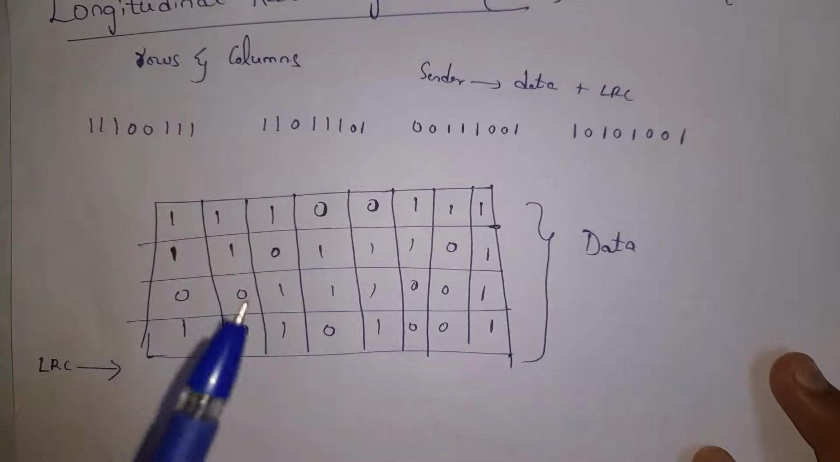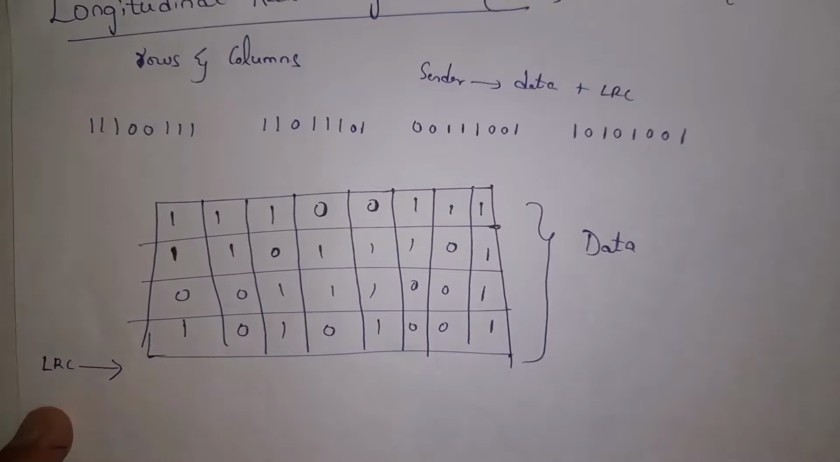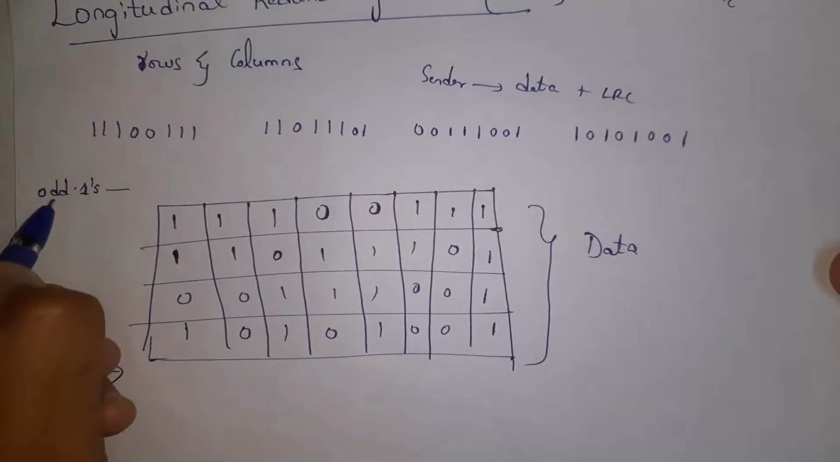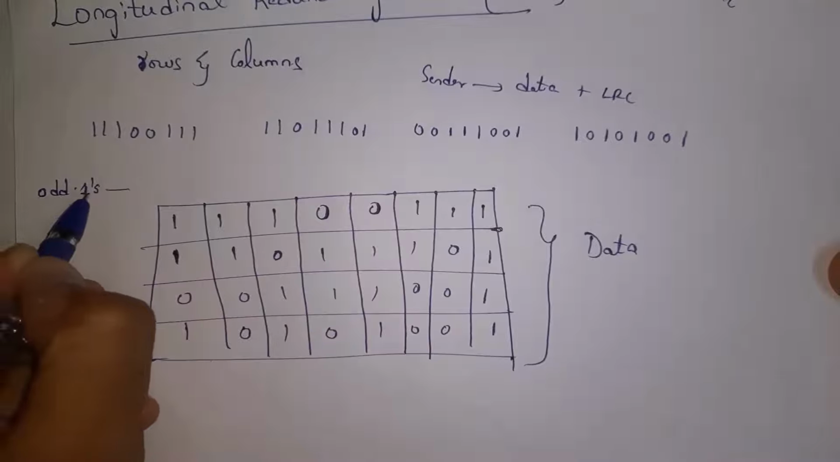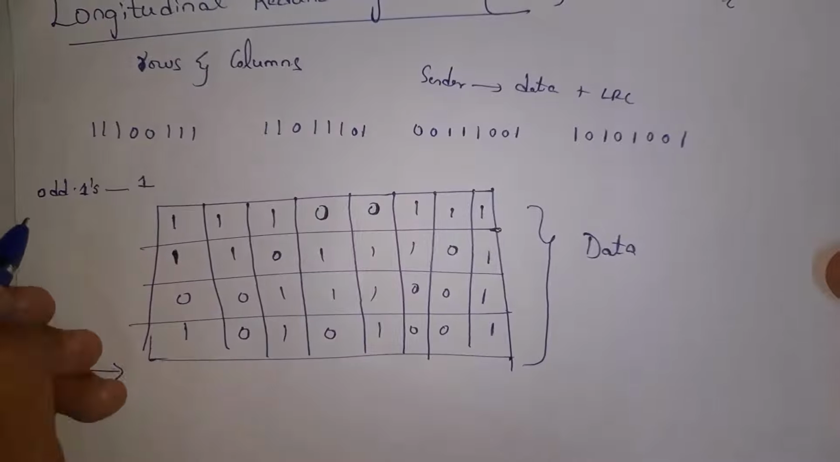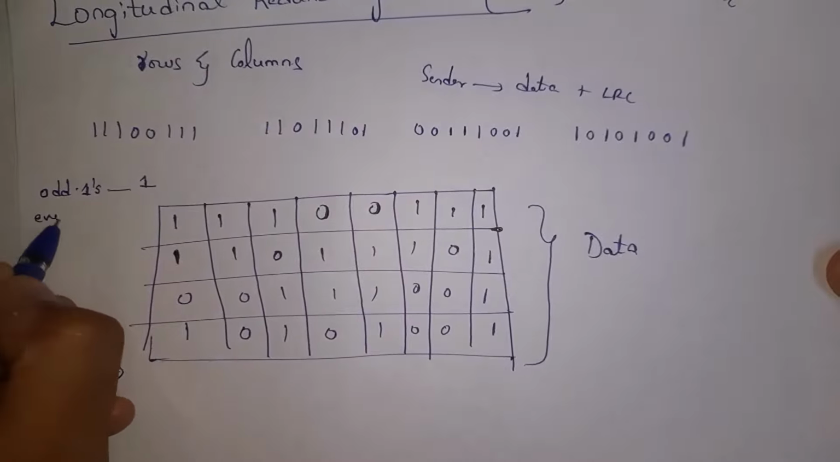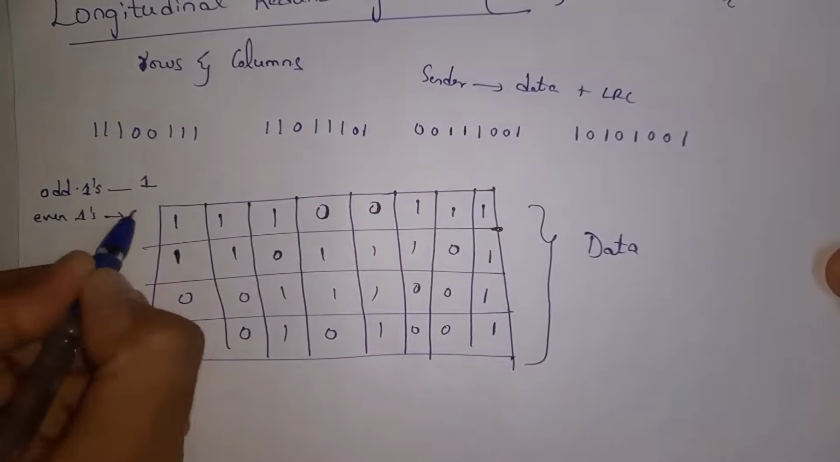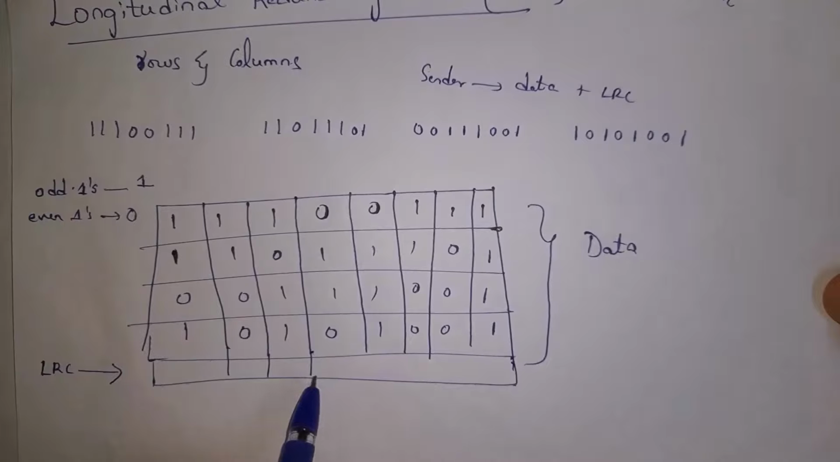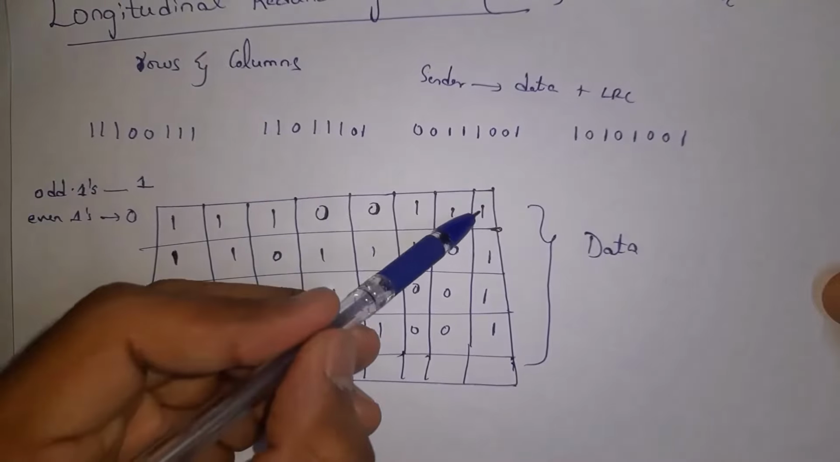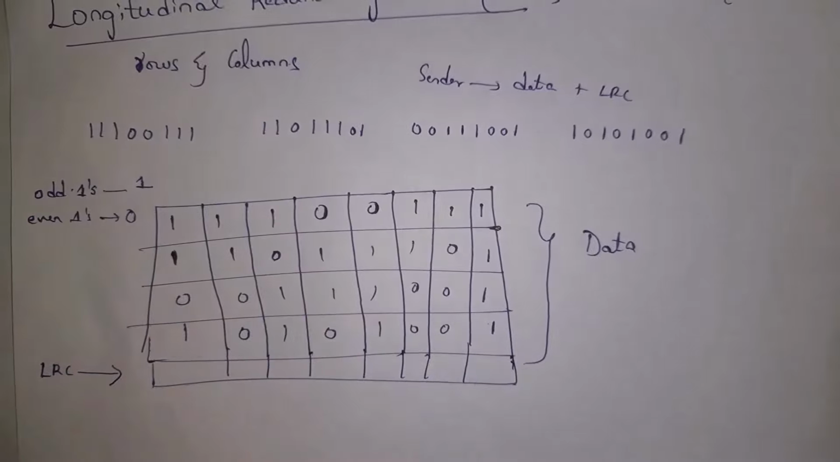Now we need to add LRC to our data, using the same formula which we applied in VRC. If there is an odd number of ones in our data, then the LRC value is 1. And if there is an even number of ones in our data, then the LRC value is 0. We need to calculate it column wise. So the first column contains 1, 2, 3, 4 ones, which is an even number. So we need to add 0.